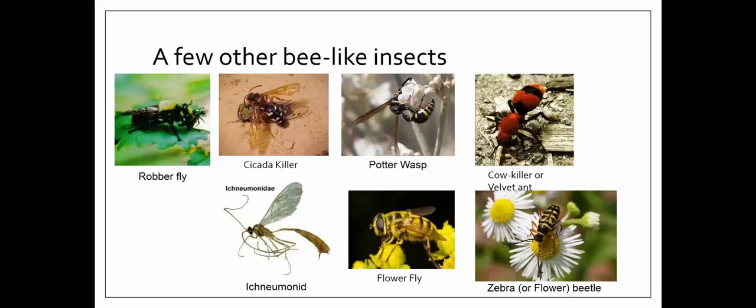The cowkiller or velvet ant is another insect you may come across in Texas. This insect is not actually an ant, rather it is a wingless wasp. They have very red, hairy bodies and have a sting that will make you second-guess fooling with them.